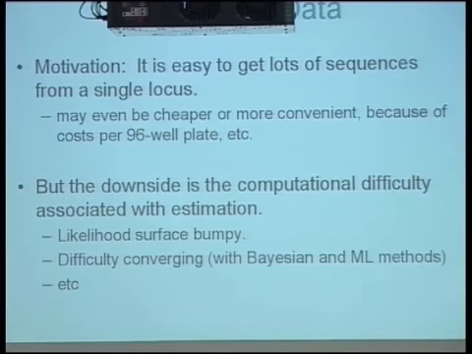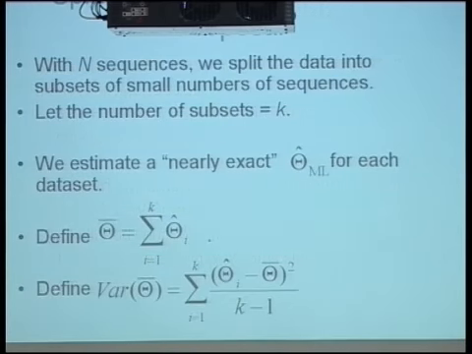Other problems as well. So here's the naive proposal. I've got a large set of sequences, and what I'm going to do is break them up into small, easily manageable subsets. For each of those subsets, I'm going to estimate theta, and I'm going to estimate an overall value of the mean simply by averaging over all of those thetas.